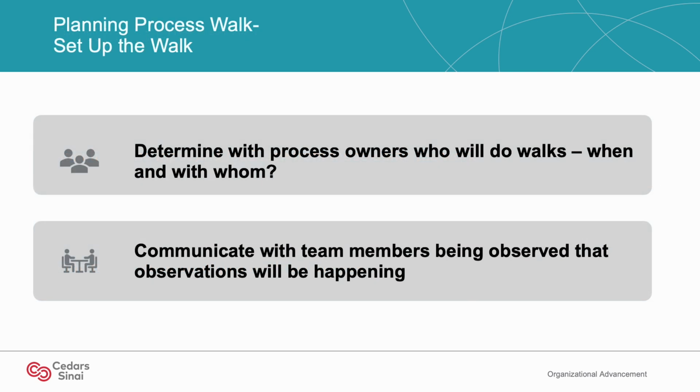When you set up a process walk, the Tier 1 should coordinate with the SPIN team on who will do process walks, when, and with whom. Someone from the SPIN team should also communicate with the frontline team members that observations will be happening so that they are prepared.